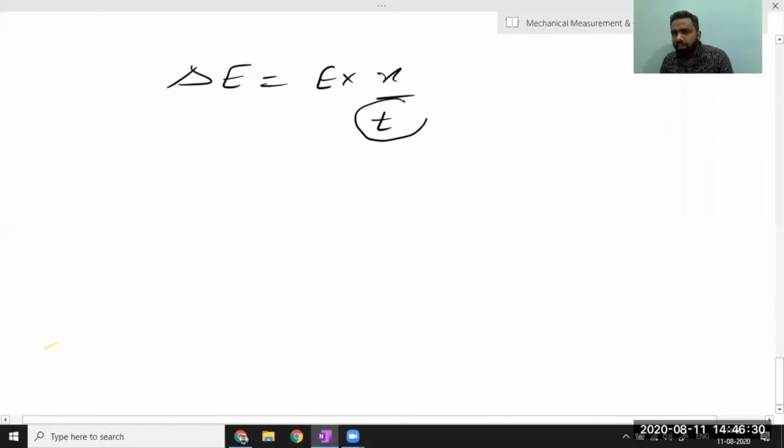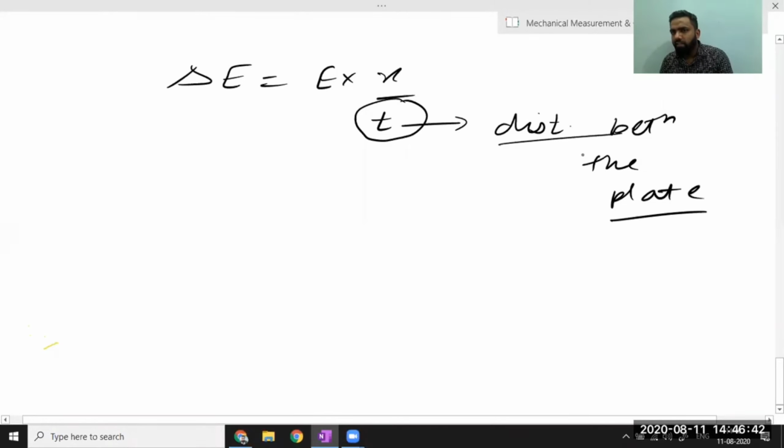Now, T was the thing that we are changing, right? T is nothing but the distance between the plates. Now we can measure this thing. This distance between the plates which is changing is proportional to X, if I'm not wrong. Sorry, this is not the distance. T is the initial distance between the plates, and X is the distance which is changed, right?